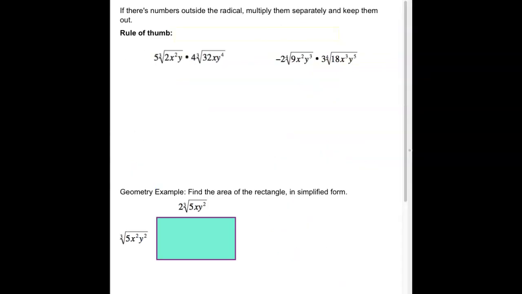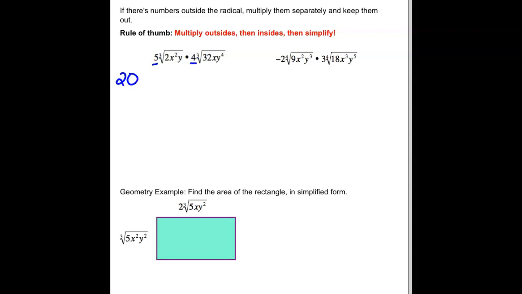All right, so if there's numbers outside the radical, we can multiply them separately and keep them outside. So the general rule is multiply the outsides, then multiply the insides, and then simplify. So anything that's out can be put together, anything that's inside can be put together. So for this one, that means we're taking the 5 and the 4 and multiplying them and making a 20. They were both outside our cube root symbol, so they're going to stay outside. Inside our cube root, we have 2 times 32, or 64.